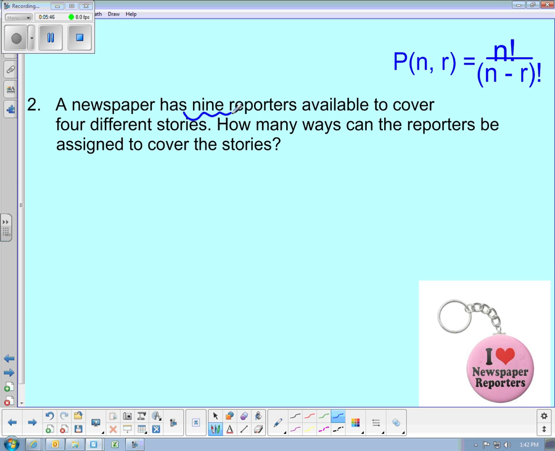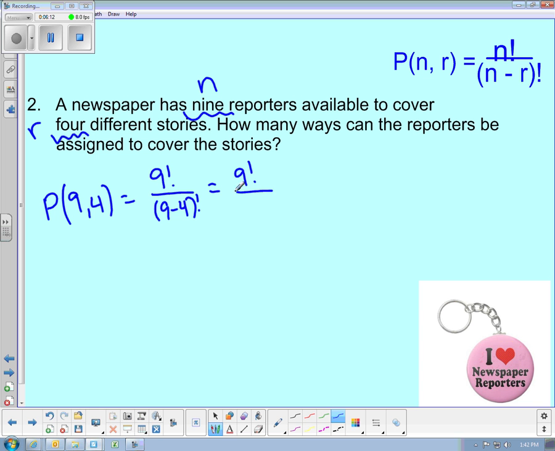If we have 9 total reporters, that means that's our N, and we're choosing 4 of them to cover 4 stories, that's the R. So this is going to be P, or the permutation of 9 choosing 4 at a time. That gives me 9 factorial over 9 minus 4 factorial. On the top, that's 9 factorial. In the denominator, 9 minus 4 gives me 5.